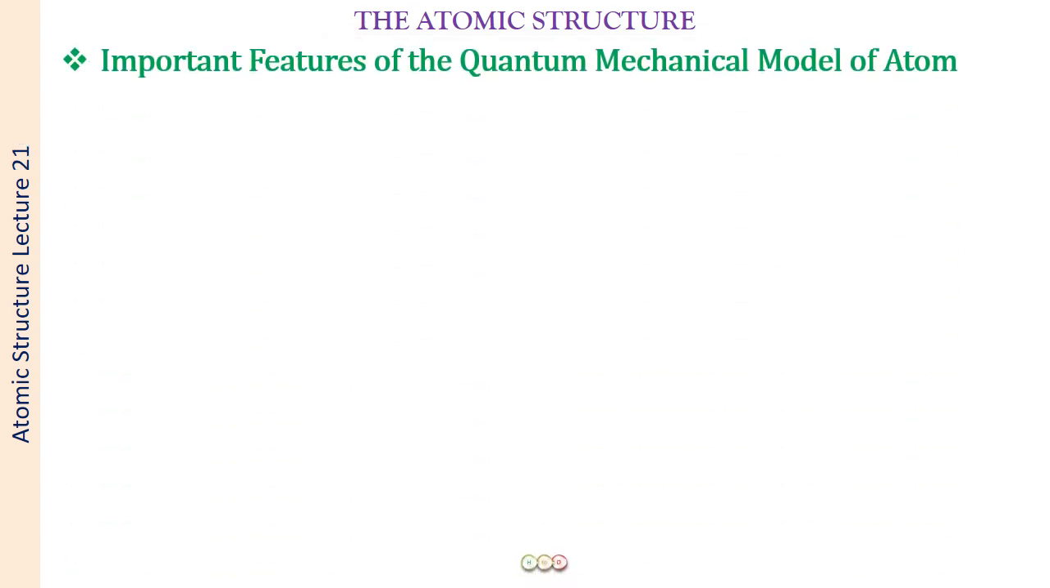So now, having understood all this, we can quickly see what the important features of the quantum mechanical model of atom are. These are the results we get from the Schrodinger wave equation. Because we cannot solve it, as it involves high level mathematics, we will just study the results given by the quantum mechanical model and try to learn them as facts.